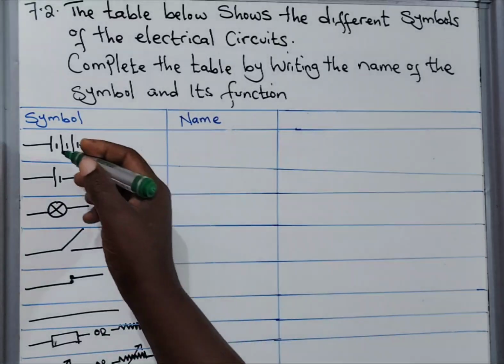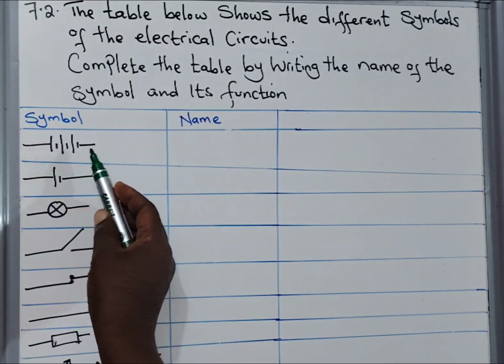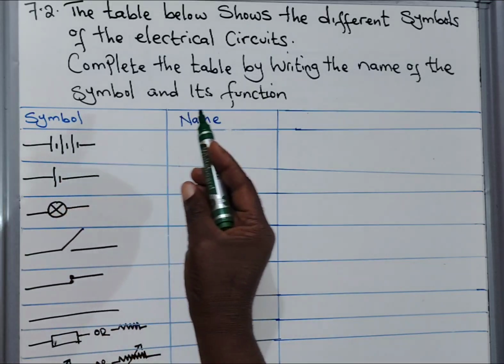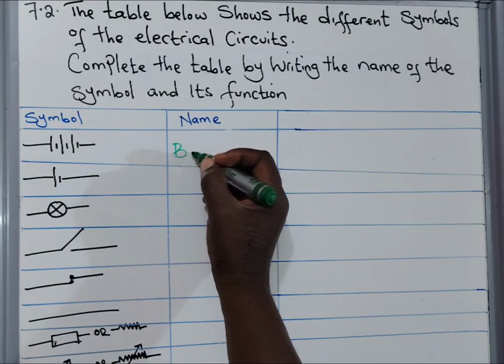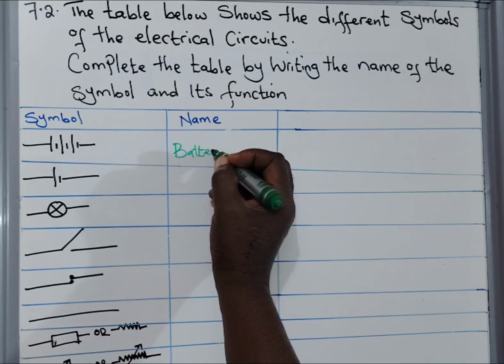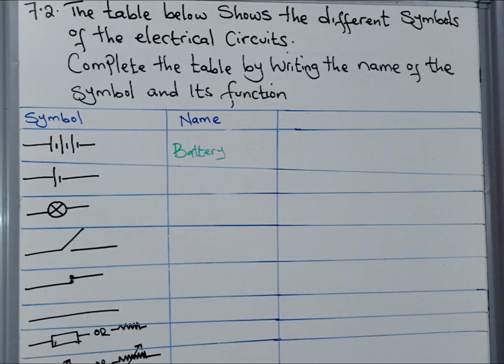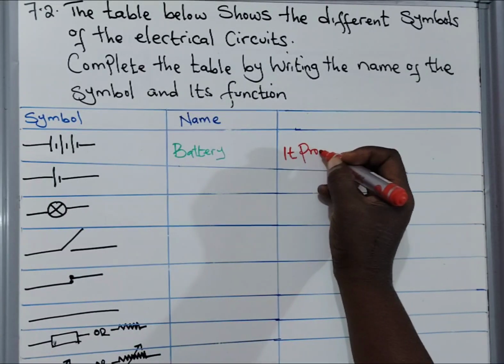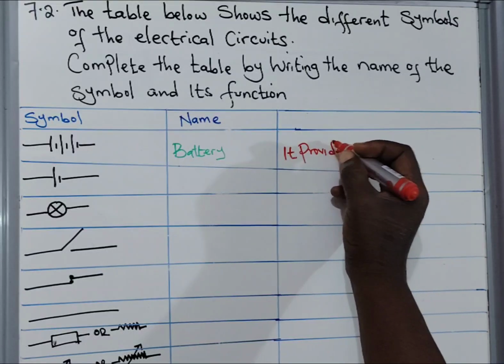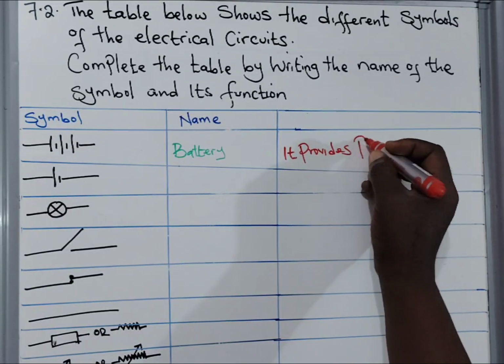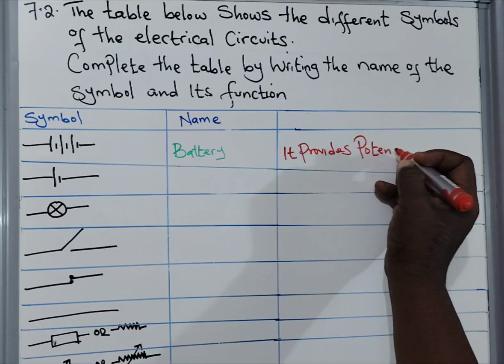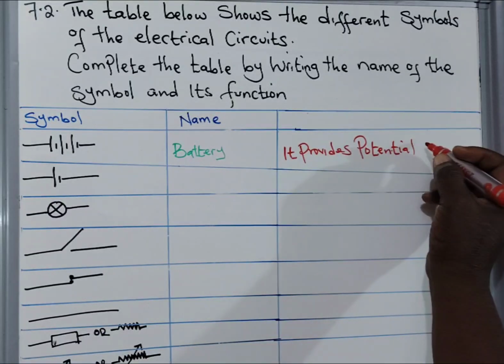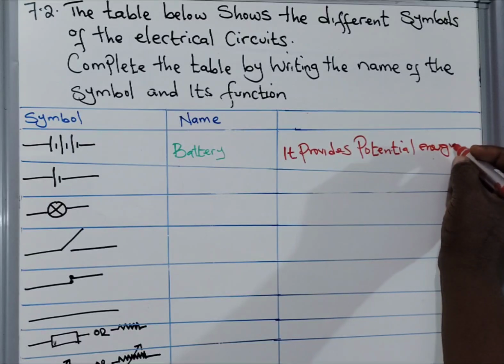The first one is this one. What does it represent? This one is a battery. And what is the function of the battery in the electrical circuit? The function is it provides energy, or potential energy, to the circuit.